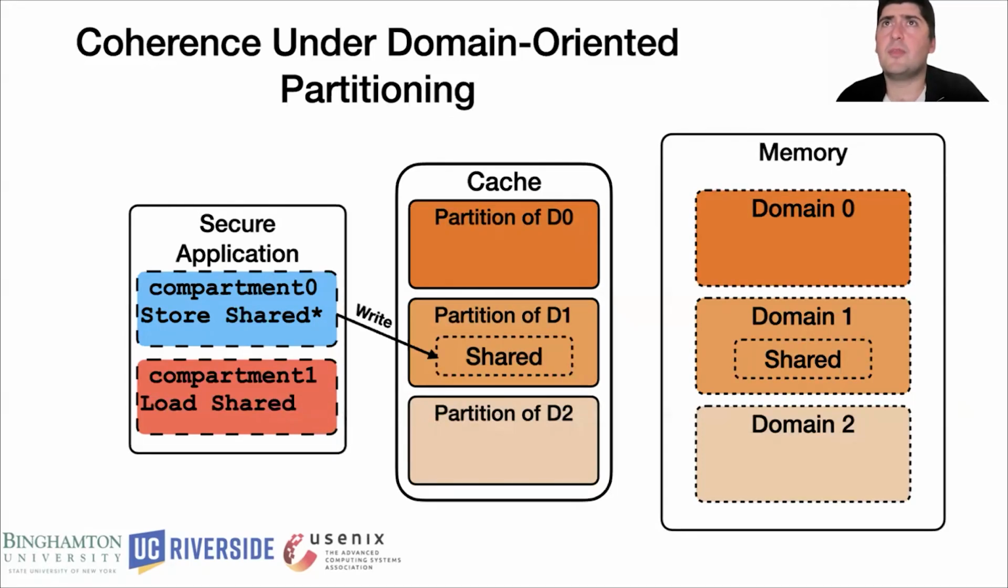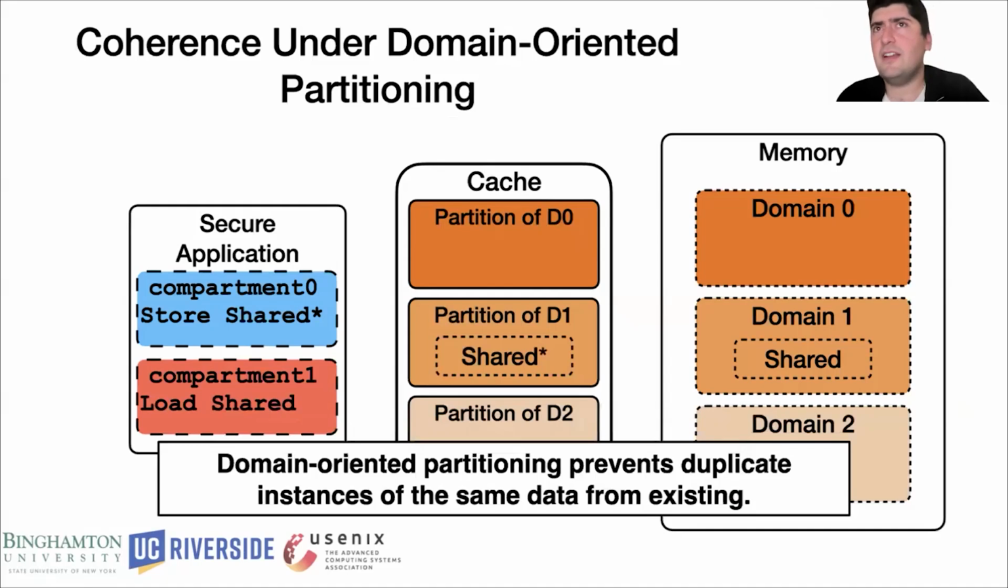Again, compartment 1 performs the same write to the shared line. This time, the write is performed inside the shared line's corresponding domain partition, which is domain 1 in this case. Compartment 1 now performs a read, which retrieves the correct modified version of the shared line, since domain-oriented partitioning prevents data sharing-related aliasing. Thus, preventing duplicate instances provides a simpler partitioning implementation and a more elegant way of maintaining cache coherence while establishing side channel protection.